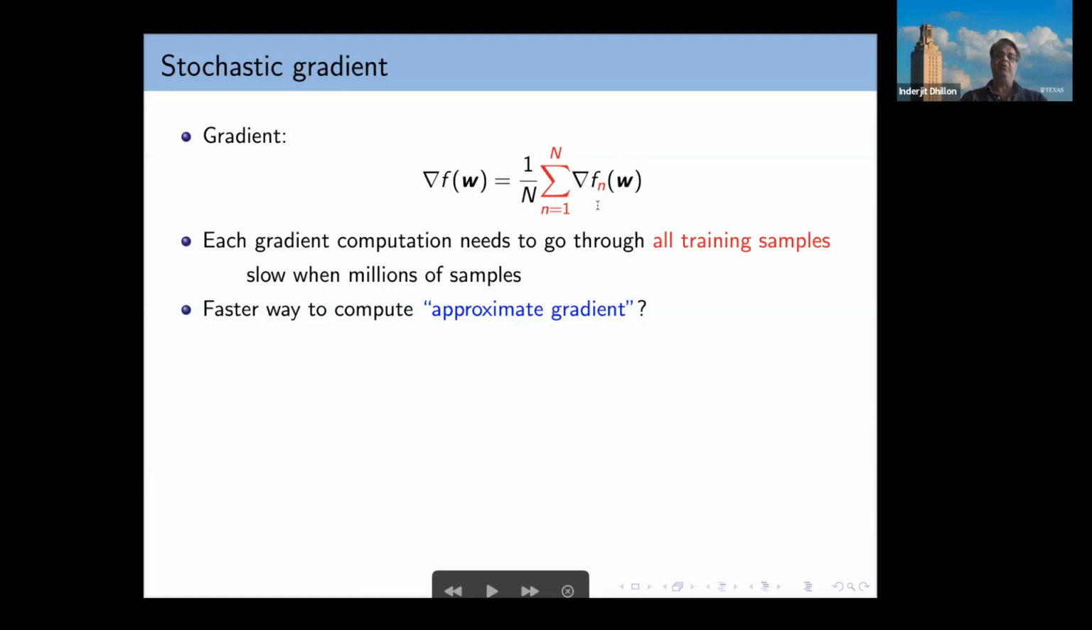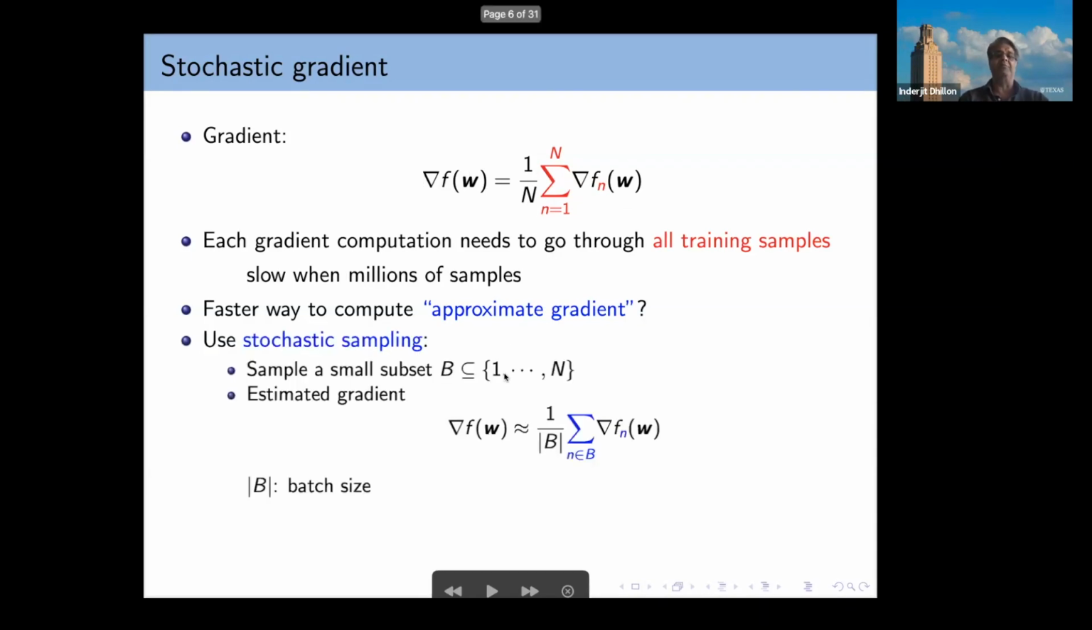So then you can ask yourselves the question that, look, finally you are interested in computing the gradient of the function at this point, okay? Can I basically find the approximate gradient, right? Instead of going through each of these points and summing them up and taking the average, I want to find the approximate gradient. And one simple thing that one can do, and this is what is used in stochastic gradient descent, is the notion of stochastic sampling, right?